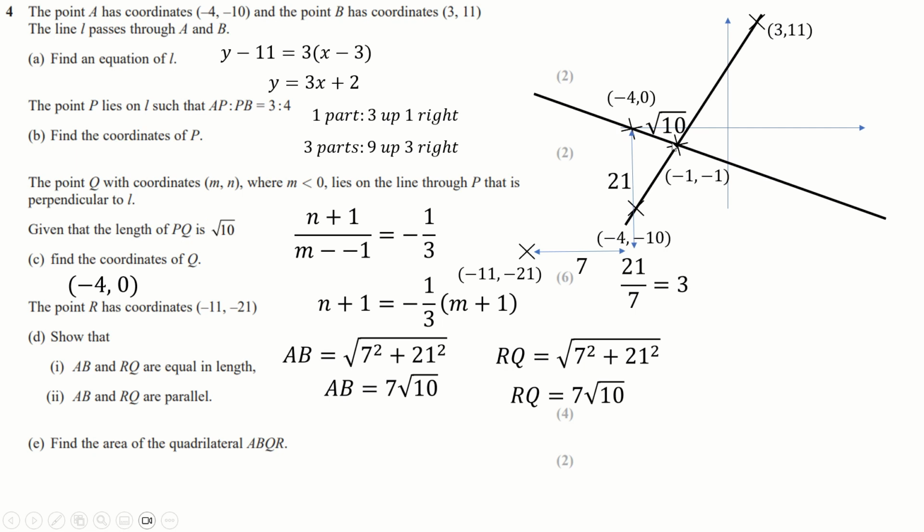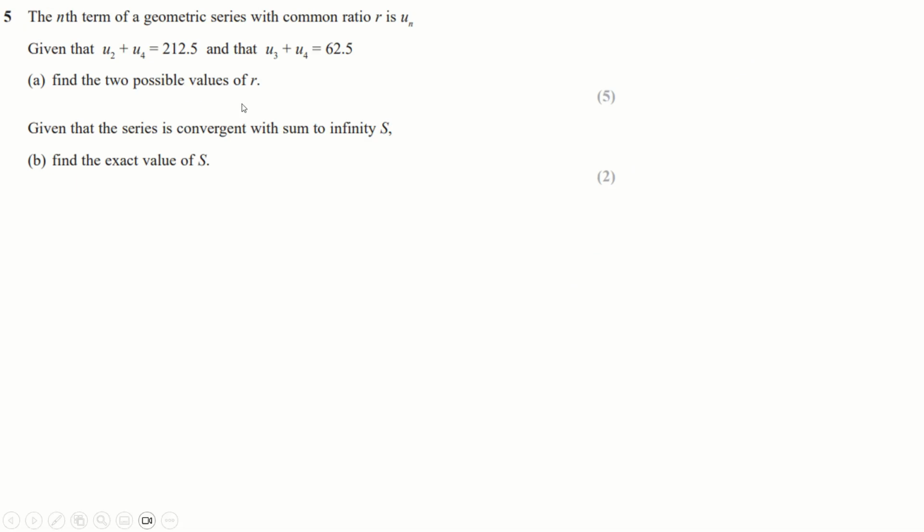And the base is just that 7 root 10 that we just found. So the area of the parallelogram is just 7 root 10 times root 10, which is just 70. And we'll have our answer. Question 5 then, kind of interesting.